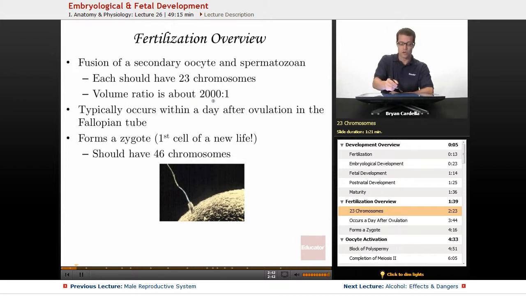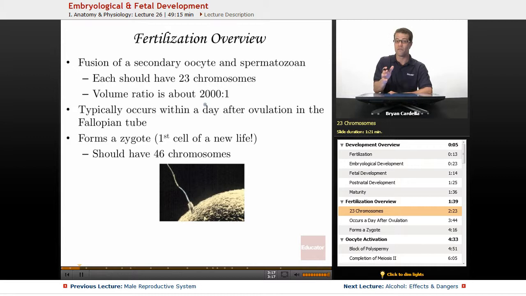The volume ratio, when you compare the oocyte and the spermatocyte or spermatozoan, is about 2,000 to 1 volume-wise. So the amazing thing is that when you take one sperm, and if you were to stretch it out with its little sperm head and flagellum, it's close to about half the length of the diameter of an egg cell, but the volume is crazy different. 2,000 times the volume in an egg. And that makes sense because besides the sperm head having the nucleus, there's not much else going on there.